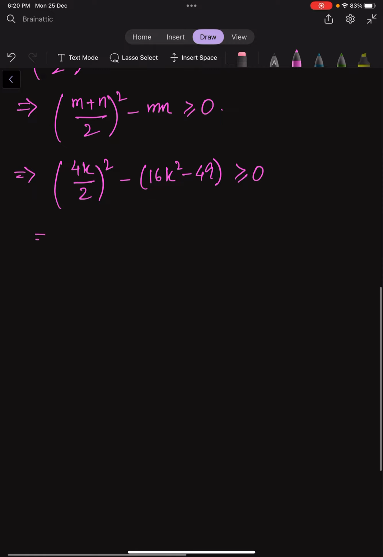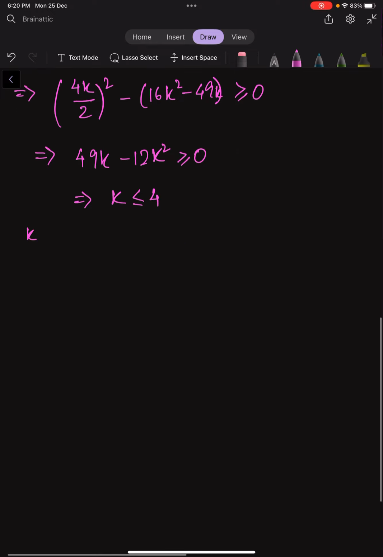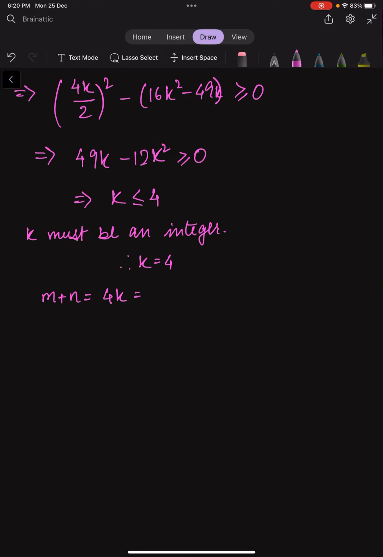Now if we solve this, we end up with 49k minus 12k square is greater than or equal to 0. I missed a k here. This gives us that k is less than or equal to 4. Now, k must be an integer. Therefore, k is equal to 4. Now we already know that m plus n is equal to 4k. Therefore, m plus n is equal to 16.